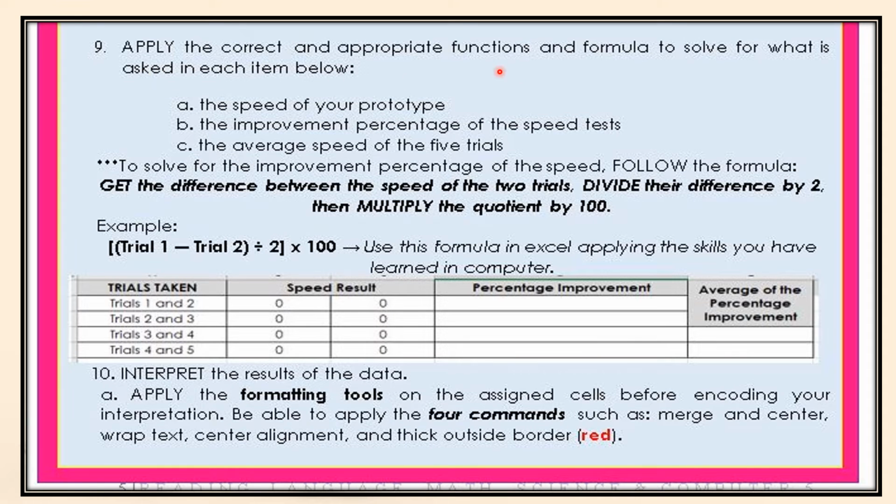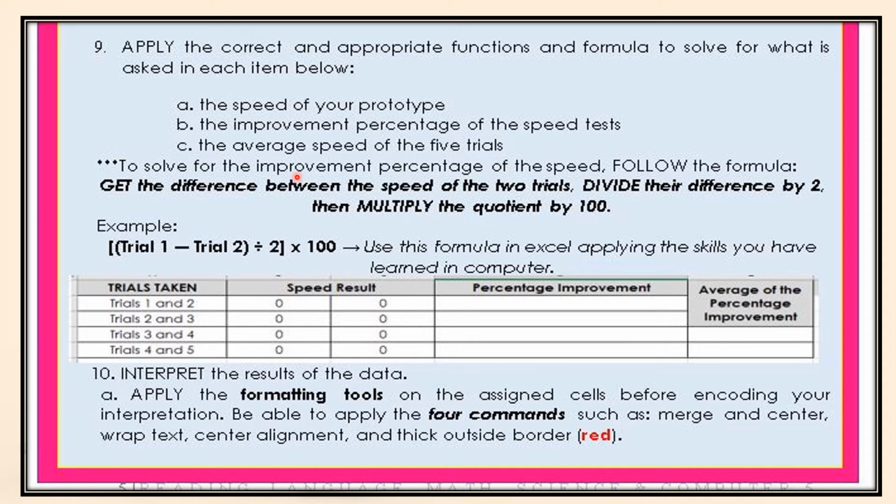Apply the correct and appropriate functions and formula to solve for what is asked in each item below. The speed of your prototype car, the improvement percentage of the speed tests, and of course the average speed of the 5 trials that you have conducted.